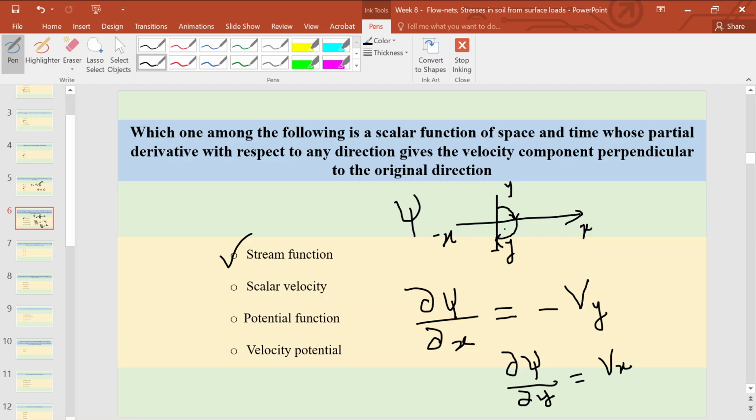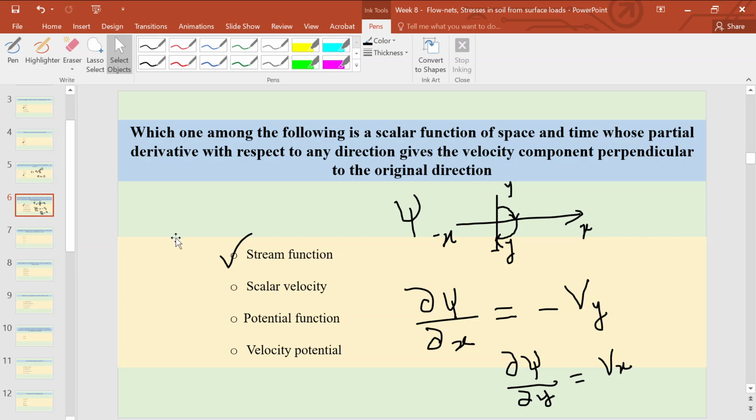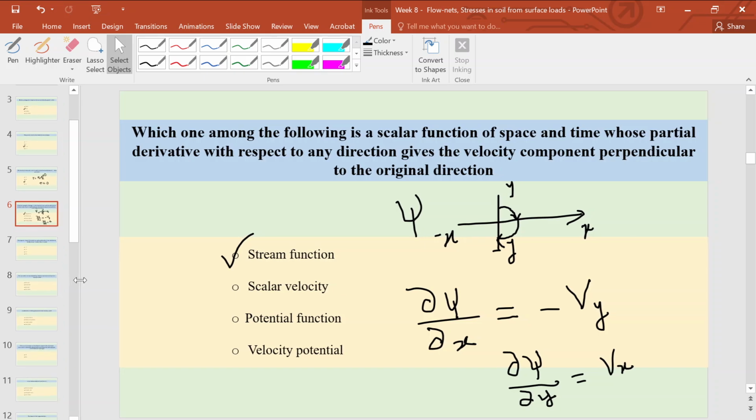Concept is the same, but this clockwise anti-clockwise direction, there might be some difference in opinion between some authors. Anyway, the answer is stream function. Okay, I'll save it again. Yes, next question.